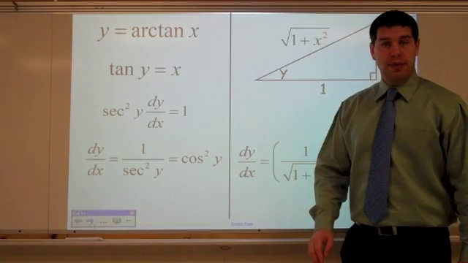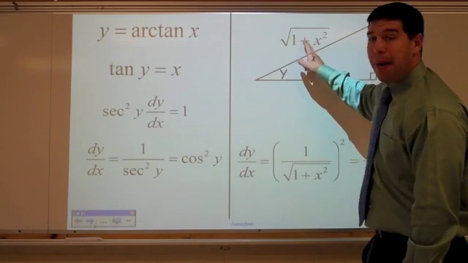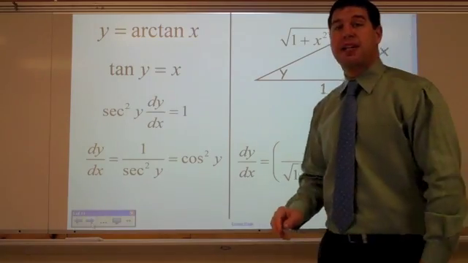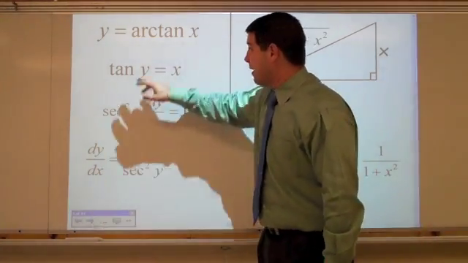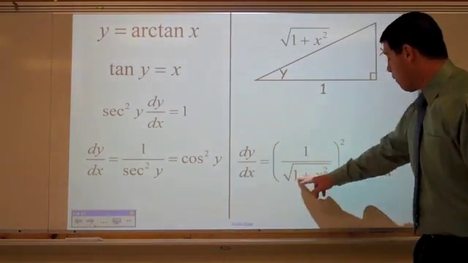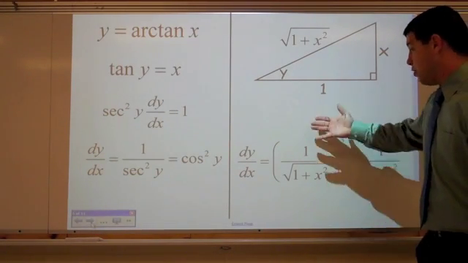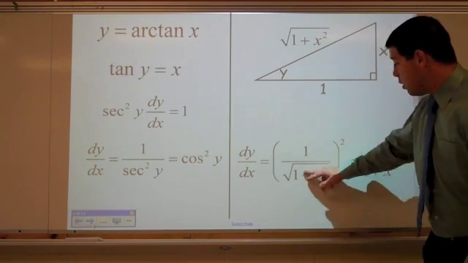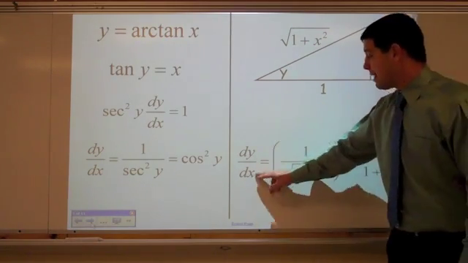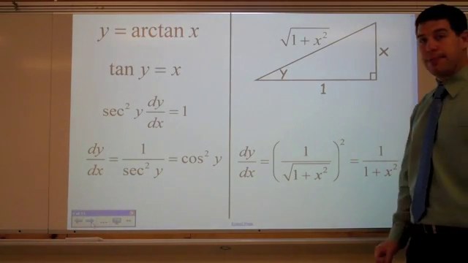I need the cosine of y. Cosine is adjacent over hypotenuse. So the cosine of y is 1 over square root of 1 plus x squared. But the derivative with respect to x of arctan of x is a cosine squared. So we're going to square that ratio. So dy dx is 1 over square root of 1 plus x squared, quantity squared. Square a fraction, square the top, square the bottom. 1 squared is 1. Squaring a square root cancels out. So the derivative with respect to x of y equals arctan of x is 1 over 1 plus x squared.